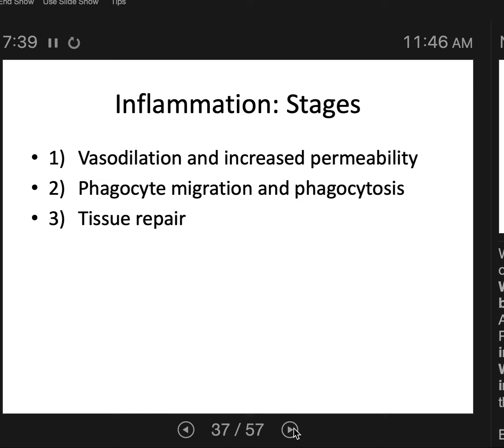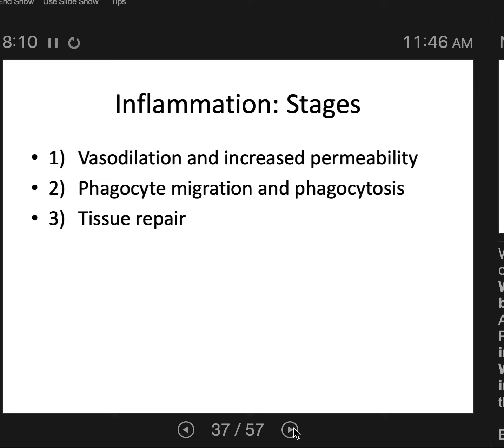And then the third stage is tissue repair. Tissue repair cannot be completed until all the injurious agents are removed. So if you have a splinter that's in the way, your tissue is not going to completely heal until that's removed, right? Tissue repair starts right away, but it cannot be completed until step 2 is finished, until the phagocytes finish cleaning up all the dirt, all the debris, all the pathogens that may have entered through the wound.